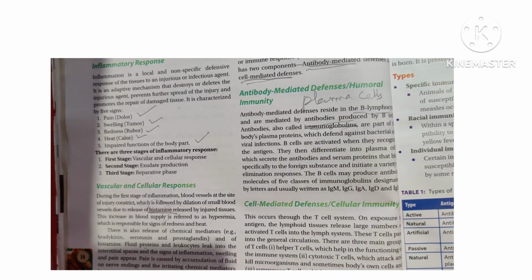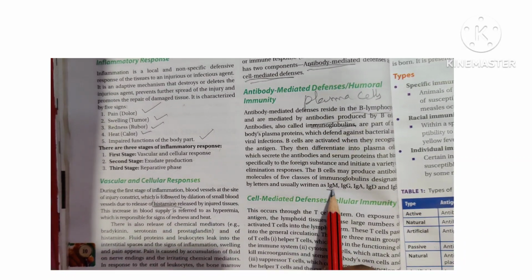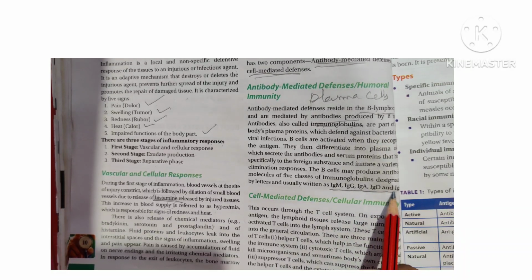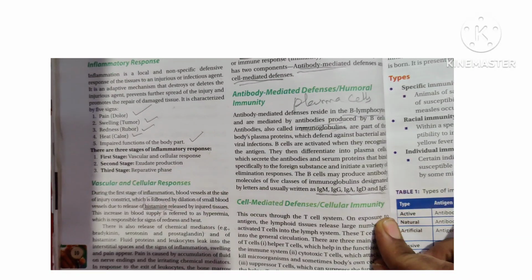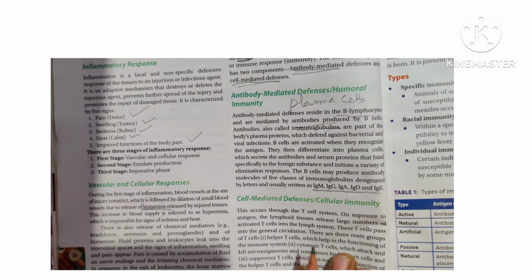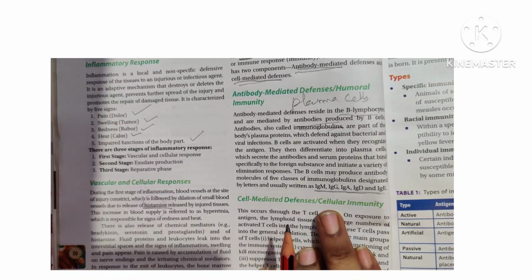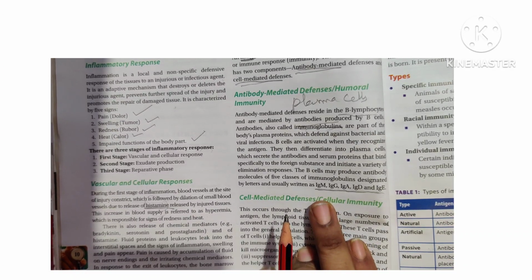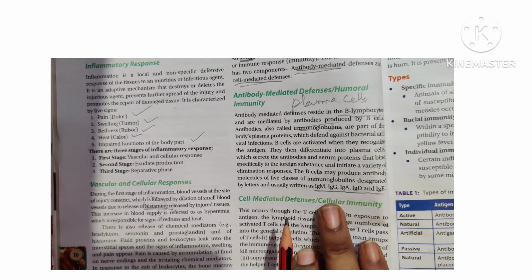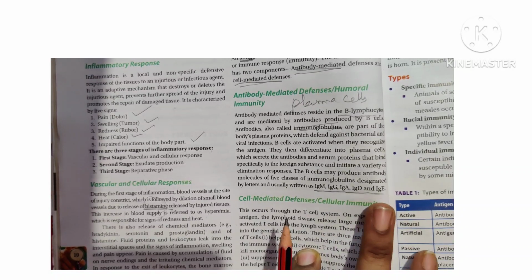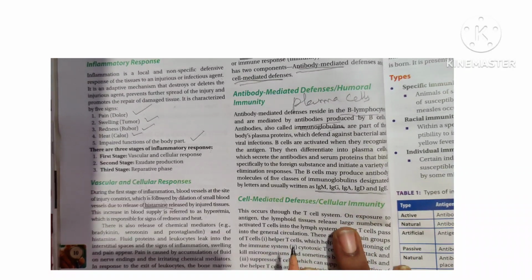So immunoglobulins have many types like immunoglobulin M, immunoglobulin G, immunoglobulin A, immunoglobulin D, and immunoglobulin E. Immunoglobulins are nothing but antibodies. Under immunoglobulins you have so many types: immunoglobulin G, A, M, D and E. So five types are there.